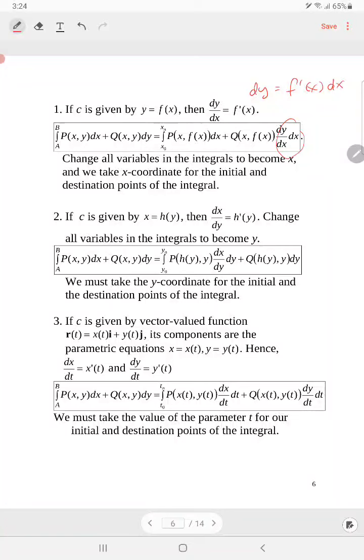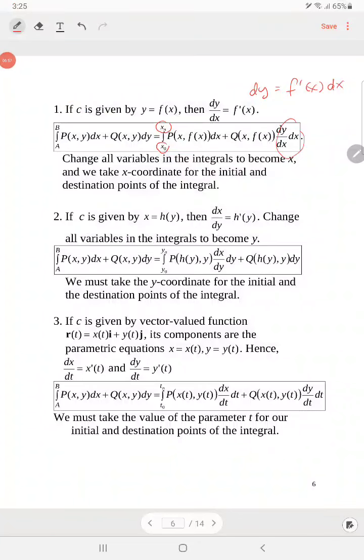And then the limits. How about the limits? When your integration is with respect to x, the upper limit for x is the x coordinate of the destination point, in this case x_n. And the lower limit for x is the x coordinate of the initial point, in this case x naught. And then you evaluate by integrating with respect to x.